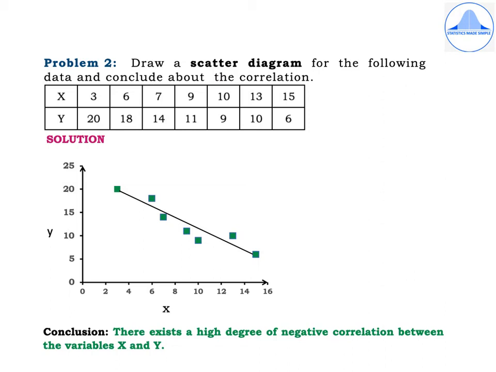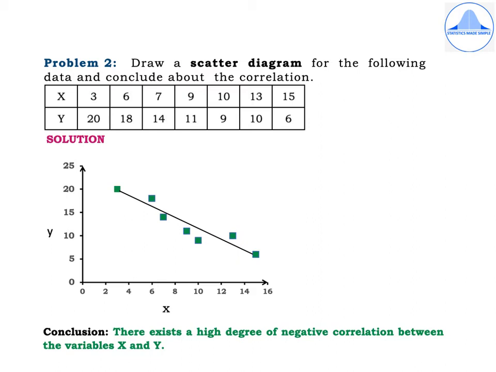Now just like problem 1, take the first pair of observations, that is 3 and 20. So corresponding to 3 on the x-axis and y equal to 20 on the y-axis, mark the point as I have done in green color on the sheet of paper. Similarly, take the next pair of observations, that is 6 and 18. Then the third pair of observations, 7 and 14, and continue in a similar manner where the last pair of observations are 15 and 6. Mark all these pairs of observations on the sheet of paper.